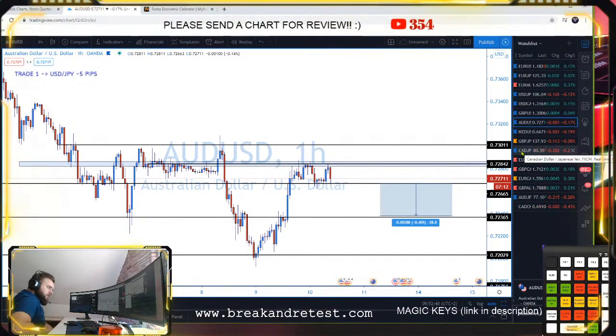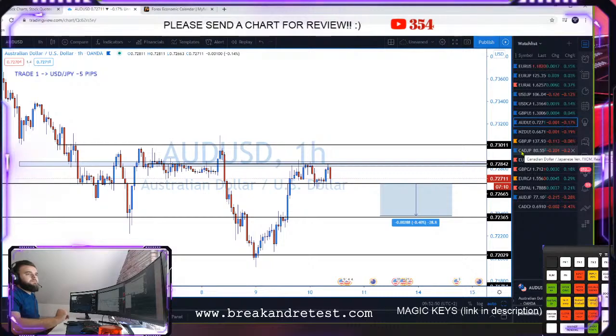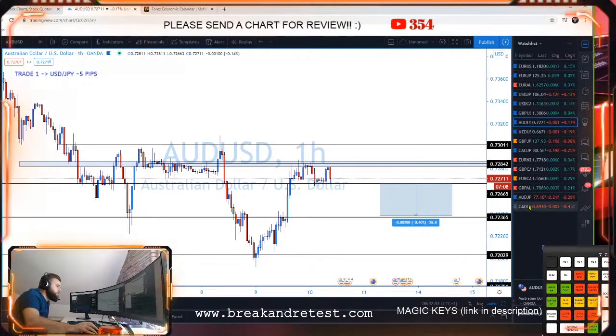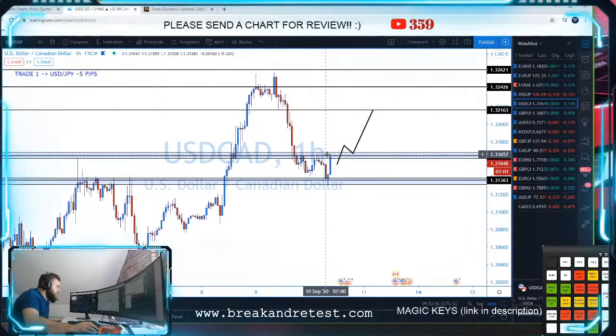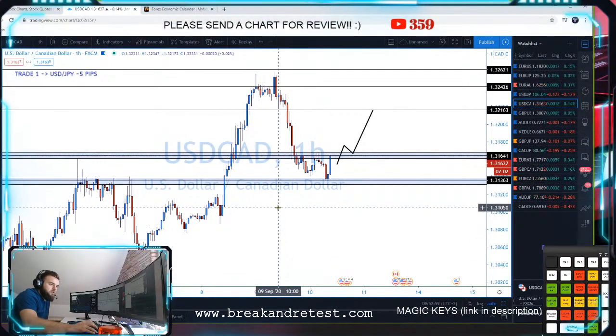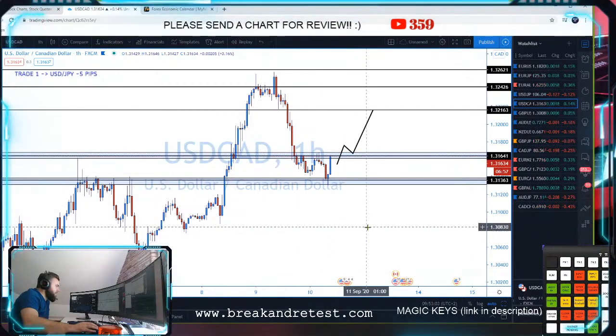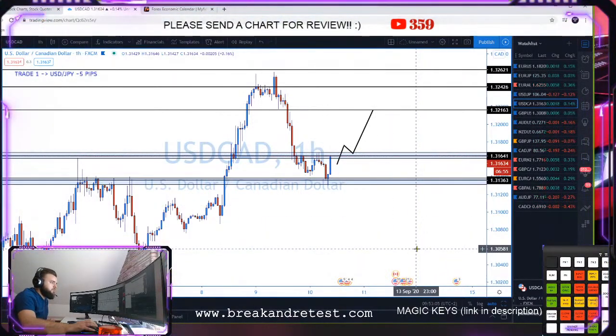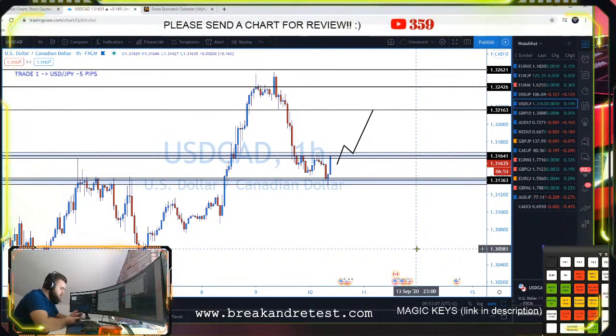8 minutes left, and we'll get something here, hopefully. CAD CHF is breaking only. USD CAD is very close, so we'll see what happens in the next 7 minutes. Let's hope we get at least a 5-6 pip breakout. That would be good for us.